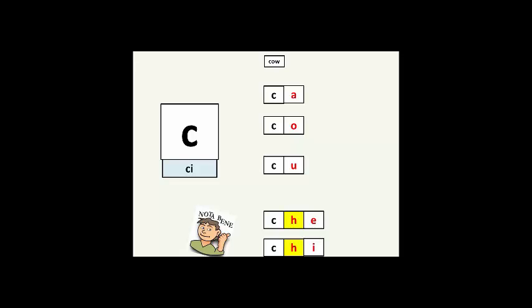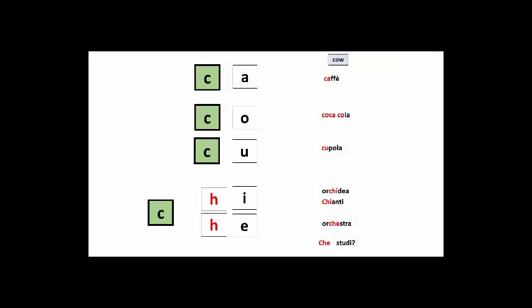Esempi: Ca, Co, Coca-Cola. Cu would be Cu, cupola. Now, don't forget, with E and I, put an H. So, orchidea, or il vino Chianti, or orchestra. This is how this letter is pronounced most of the time, like the sound in cow.